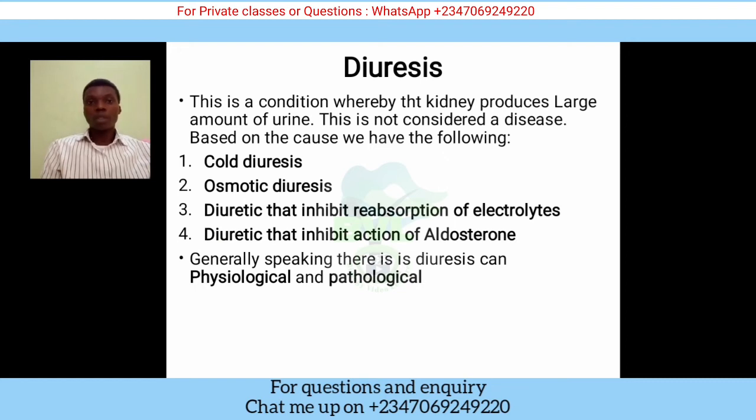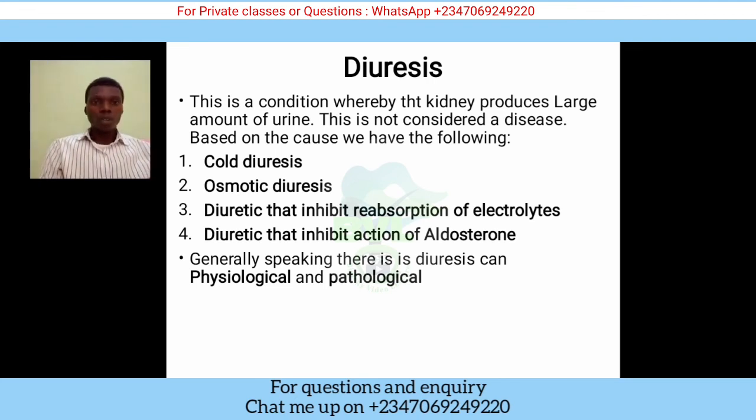So also we have diuretics. They are drugs that inhibit reabsorption of electrolytes. What do I mean? When those drugs prevent electrolytes, which are solutes, from being reabsorbed, solutes will attract water to themselves. So once electrolytes are retained within the fluid, it will prevent water reabsorption, which will lead to removal of a large amount of urine.